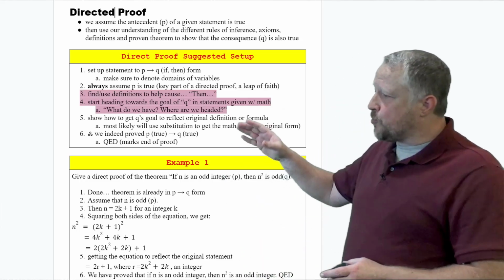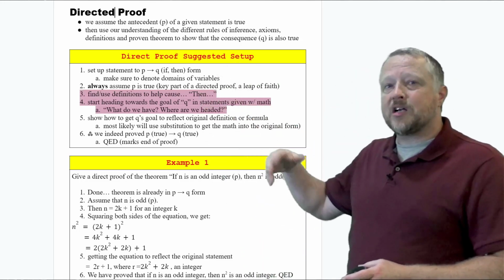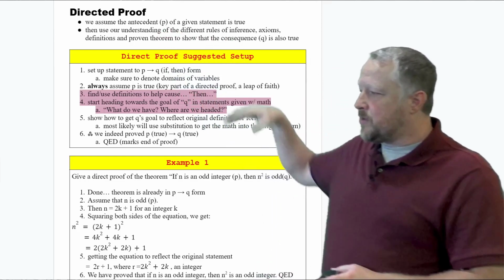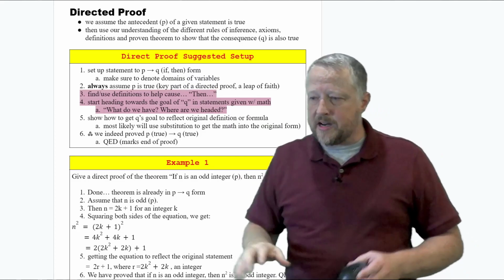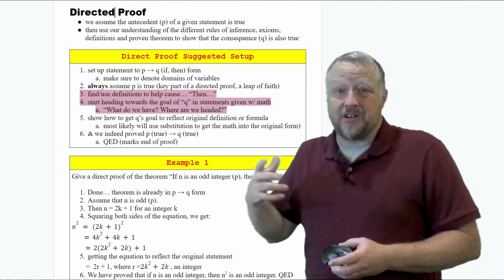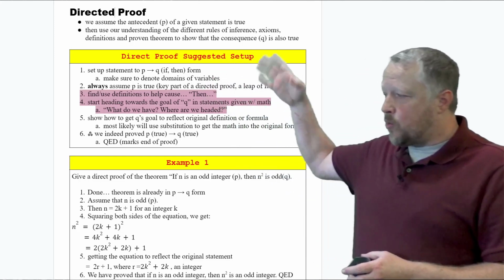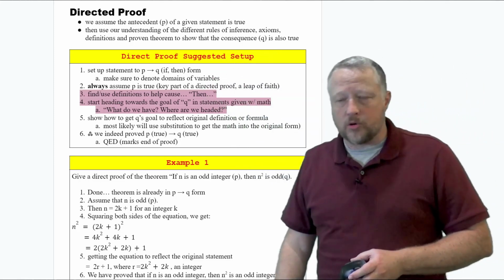But in our directed proof, we've already discussed the concept. We're going to assume the antecedent, which is the P of a given statement, is true, and then we're going to use our understanding of the different logic, some math and other items like that, to end up proving that our consequence, our Q, is also true.